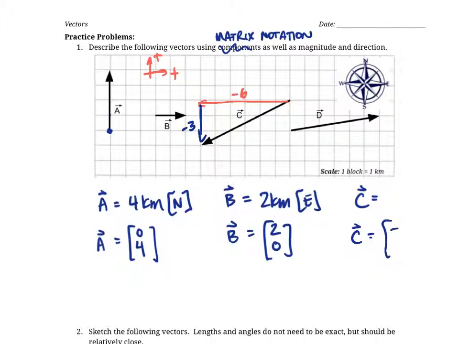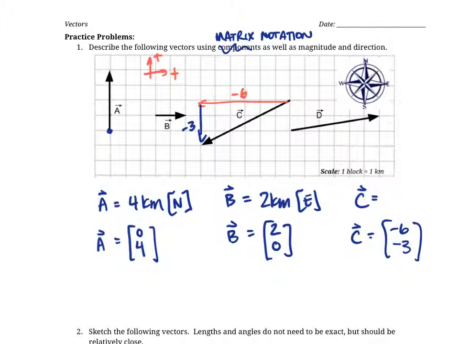Because it's going to go negative 6 is the x, and negative 3 is the y. So again, think of this as how to get from the beginning to the end. We're going to have to go left 6 and then down 3. Now to express this in magnitude and direction, it's a little bit more difficult because we don't know the length of this. But you can probably figure out that we can find the length of that pretty easily using the Pythagorean theorem, right? A lot of right angles here.